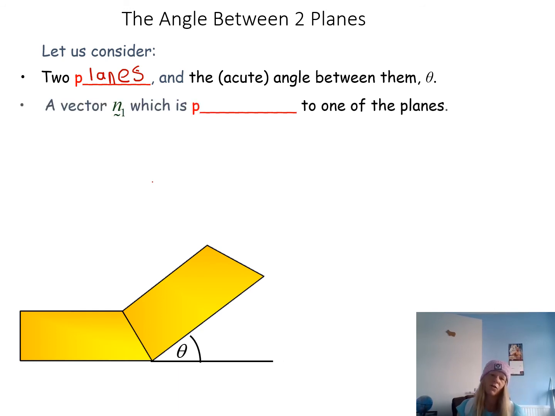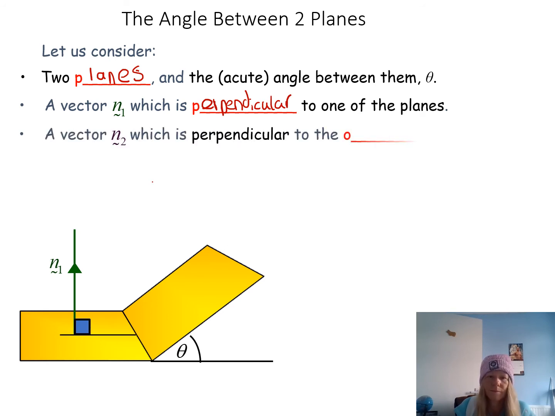The vector n1, which is, no surprise here, perpendicular to one of the planes, and a vector n2 is perpendicular to the other plane.